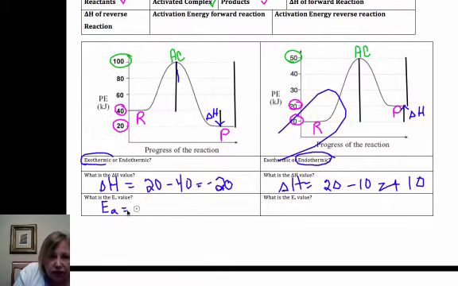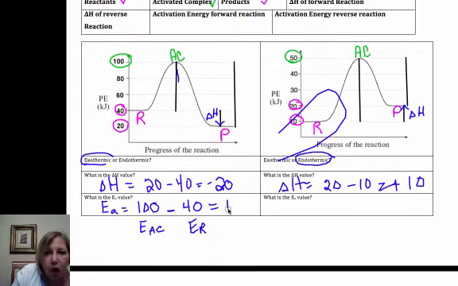Let's do activation energy. It's the energy of the activated complex, so that's my energy of my activated complex minus my energy of my reactants, because we're going to do the forward direction. You always do forward unless it specifies otherwise. All right. So my reactants are at 40. Activation energy is always, always, always a positive value. And this is plus 60.